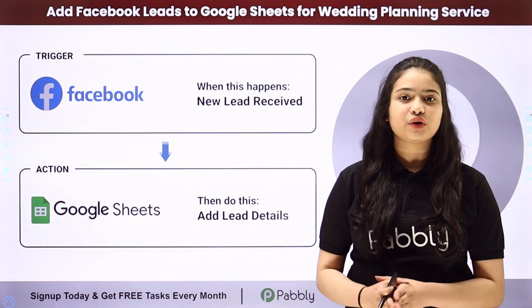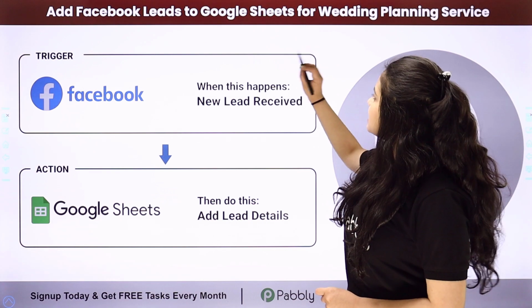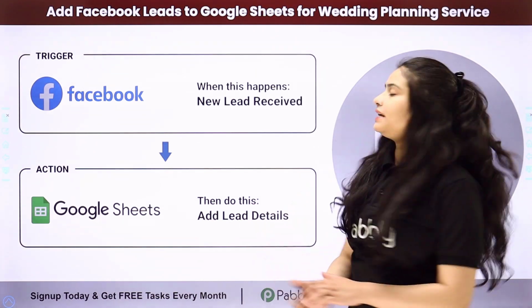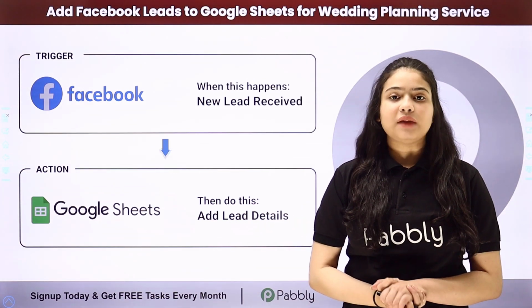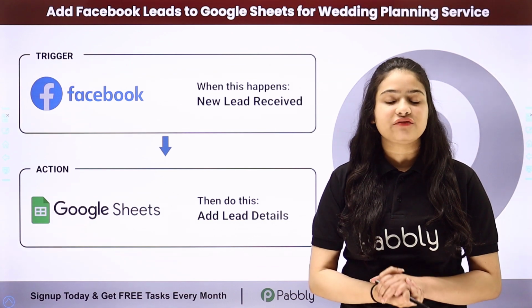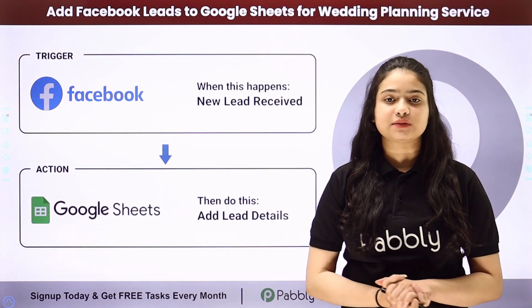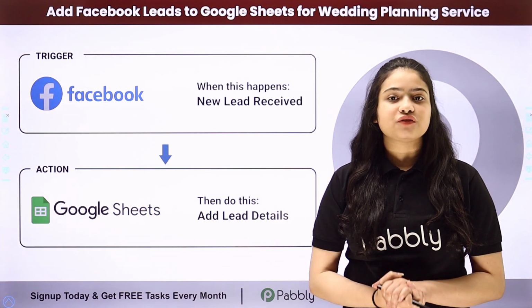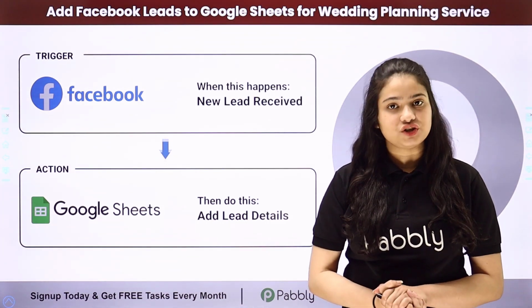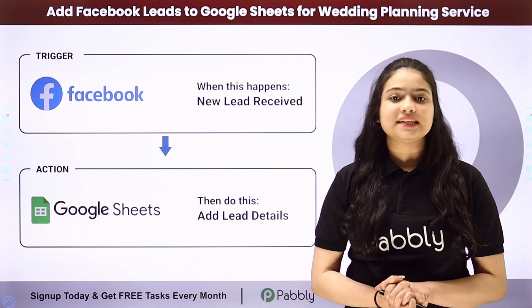In this video, we are going to learn how to add Facebook leads to Google Sheets for wedding planning service. Let's suppose I'm a wedding planner and to promote my business, I'm using Facebook lead ads. And now I want that as soon as a new lead is generated through Facebook lead ads, automatically the details of that same lead should be added in my Google Sheets. So how are we going to automate this entire process?